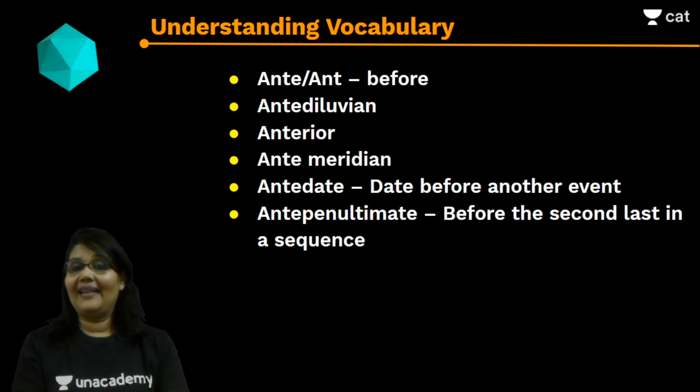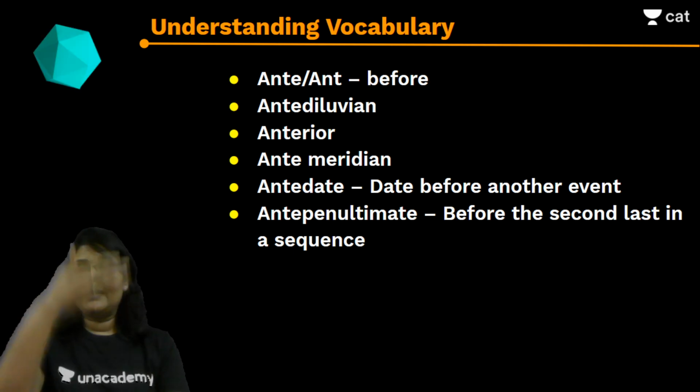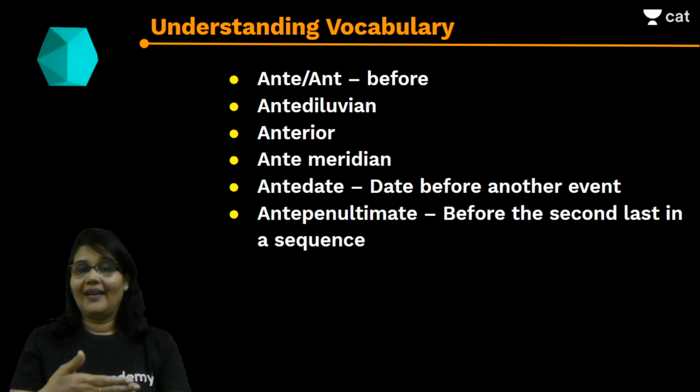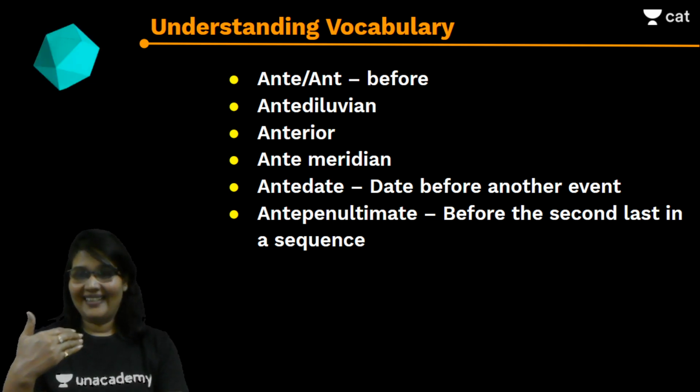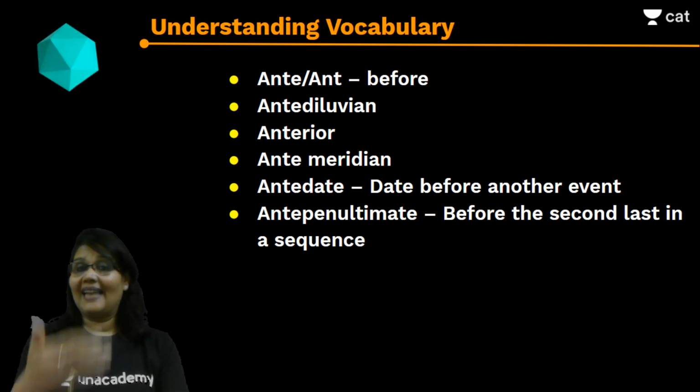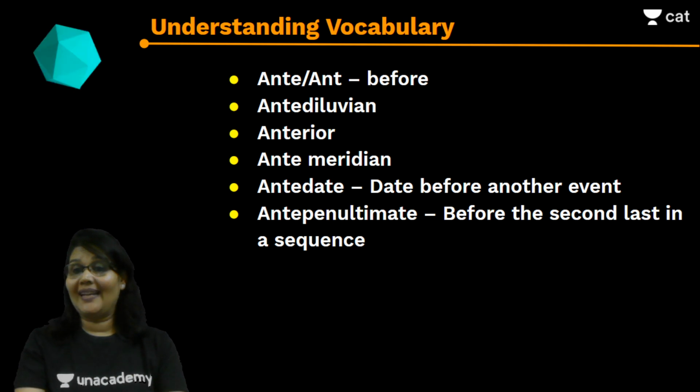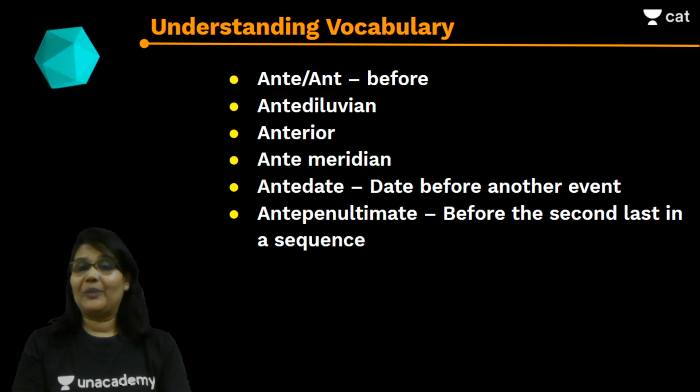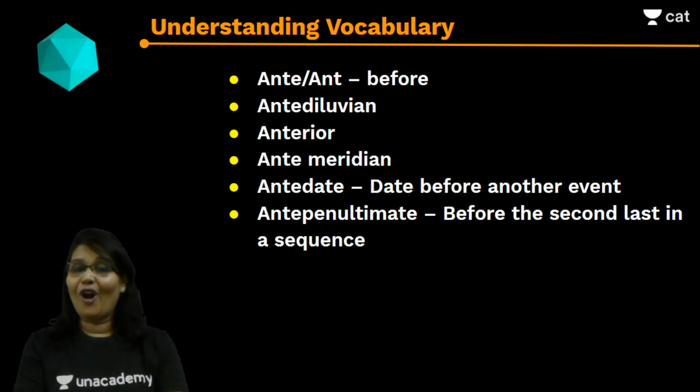Anterior, what does it mean? Anterior means the front side of your body. What is the opposite of anterior? Posterior, right? So here, if you see, we are getting an antonym, not a synonym, right? Let's go to the next word, anti-meridian. What does it mean? Before noon, right? Ante, which is before, meridian, noon, right?